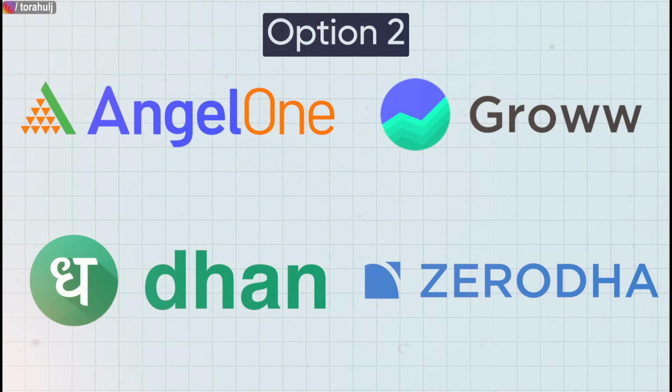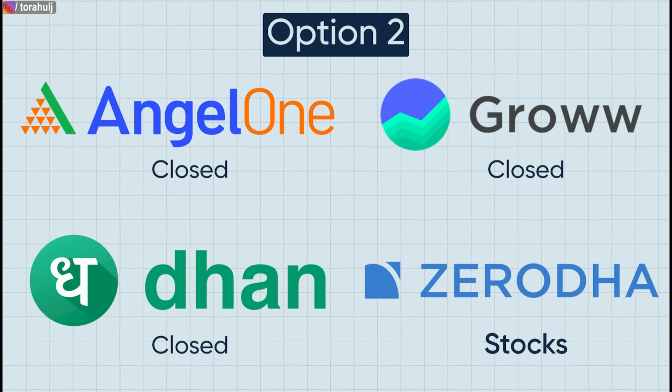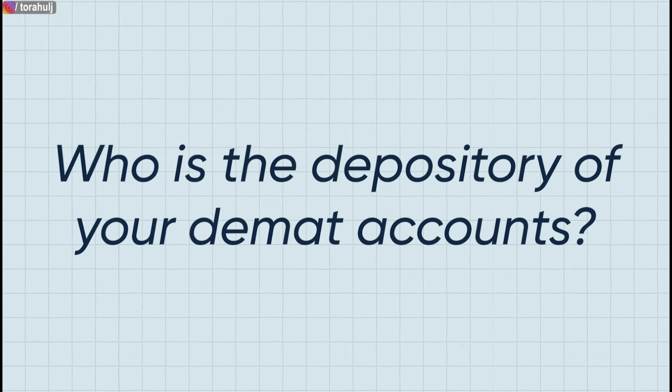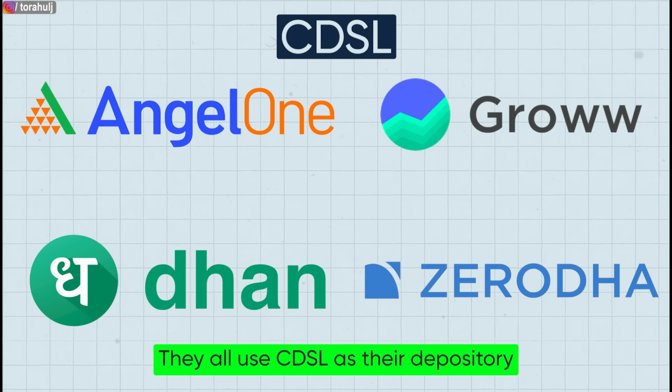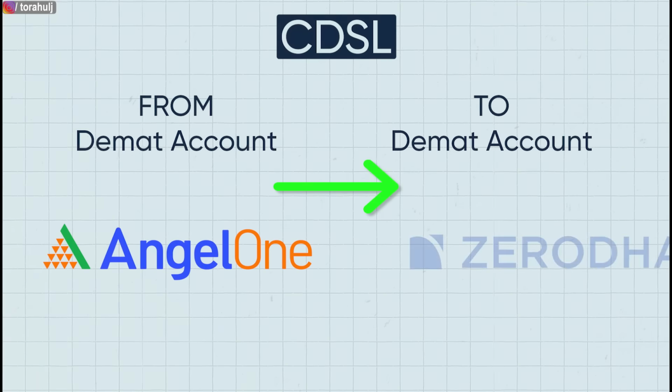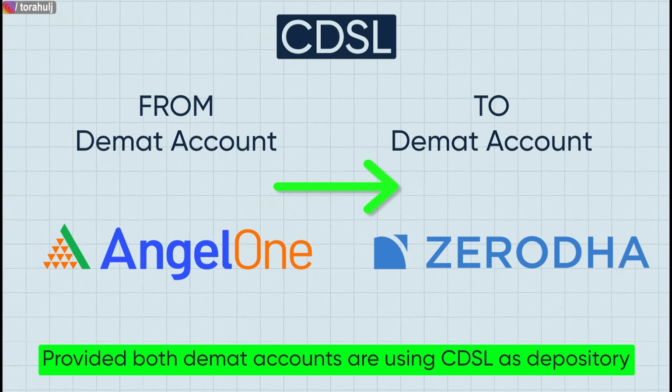Therefore, the second option is that you could transfer your stocks from these 3 demat accounts to the final demat account, and then once the transfer is successful, you can close off those 3 demat accounts. Now the first step is to find out who is the depository of your demat accounts. In our example, Angel 1, Grow, Dhan and Zerodha all use CDSL as the depository. In this video, I am going to explain how to transfer stocks from one demat account to another, provided both demat accounts are using CDSL as the depository.